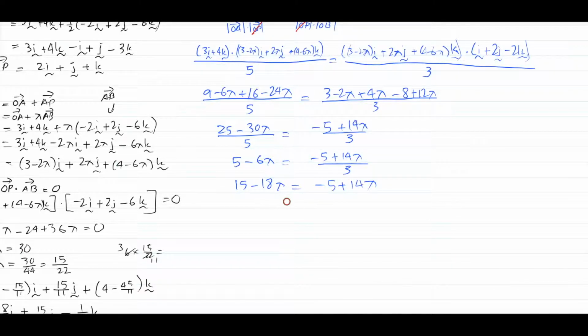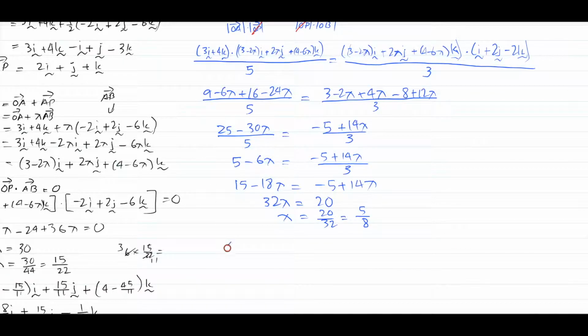So let's solve for lambda. Move the negative 18 lambda to the other side, we get 32 lambda, 18 plus 14. Move the 5 to the other side, it's now 20, and therefore lambda is 20 divided by 32. Divide both by 4 and you get 5 on 8. So that's what lambda is, and there we go.